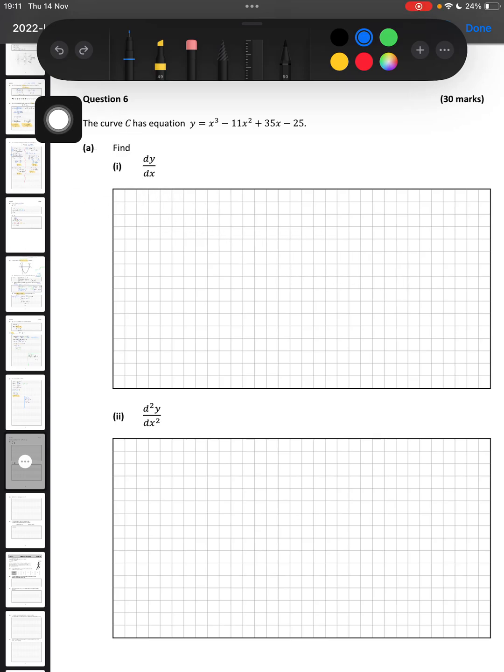Okay, so our 2022 ExamCraft mock paper 1 question 6 is all about our calculus stuff. It says the curve C has equation, and it gives us our equation. It's worth noting here, this is the second short question in section A that has calculus in it.